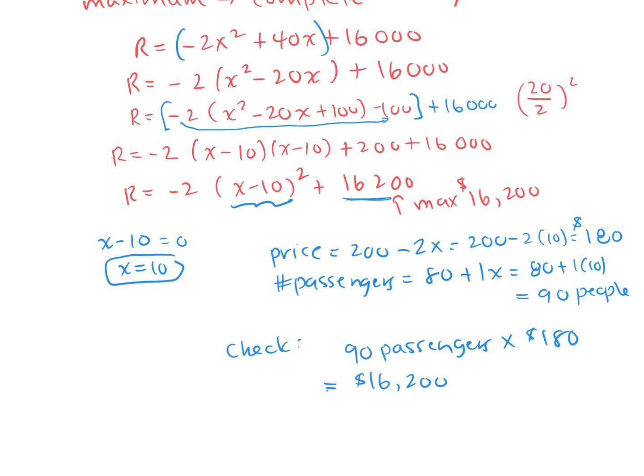So the x minus 10, 10 means we're changing the price 10 times. So it's going down by $2 10 times for a new price of $180, which means every time we drop the price, another passenger will buy a ticket. So it's going up by one passenger 10 times. So now 90 people are going to go, and our maximum revenue is $16,200.